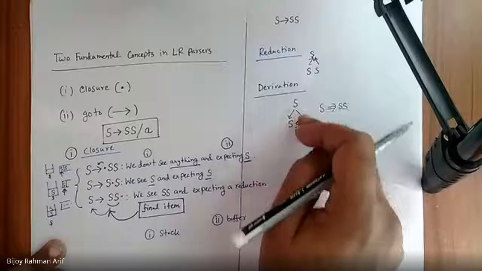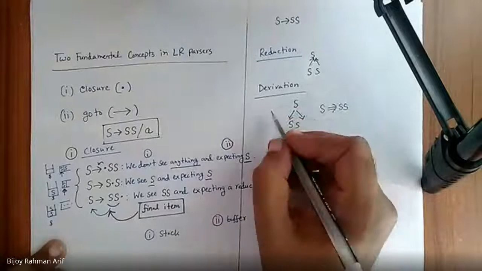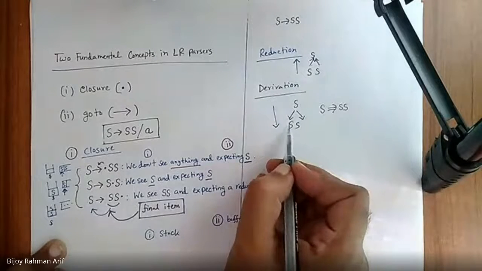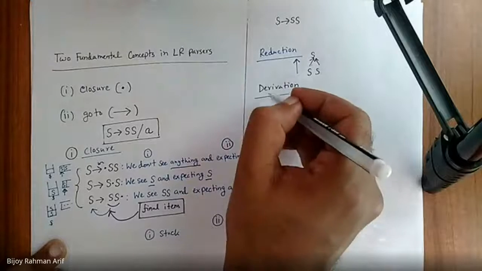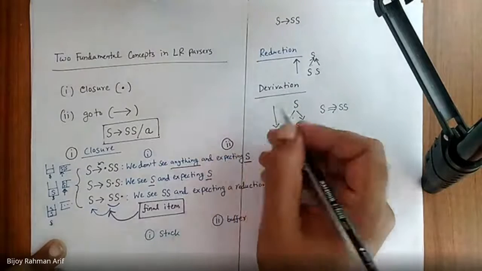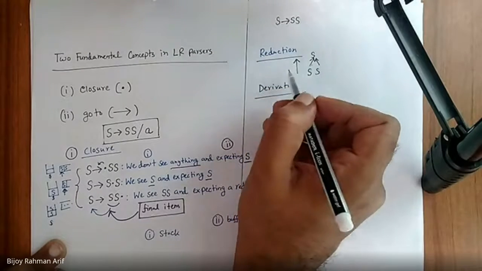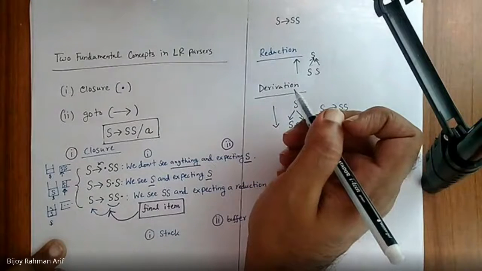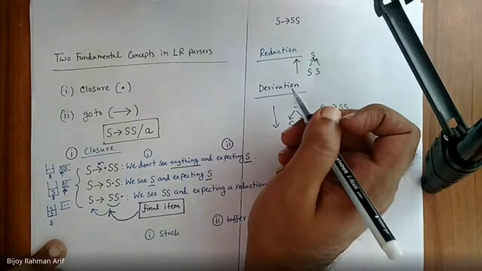This is nothing but the top down process. This is nothing but the bottom up process. In top down parsing, we use derivation because we are top down. And in bottom up, we use reduction because we are a bottom up parser. Is it clear? Yes, sir. Okay.